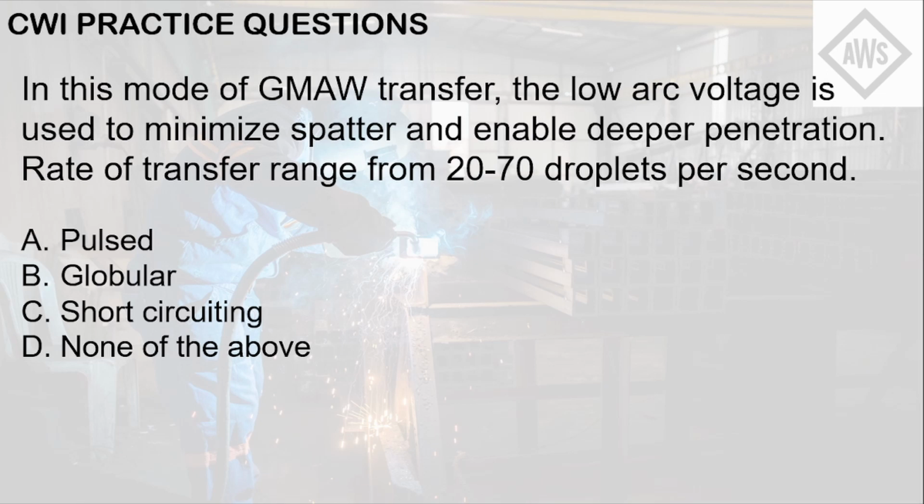So the answer here is fairly obvious as well because of the keyword here, droplets. The rate of transfer ranges from 20 to 70 droplets per second, and it enables deeper penetration. So letter A, pulsed, and C, short circuiting, operate at a lower heat and current setting, so they will not be able to provide deeper penetration of the weld. So the answer here is globular transfer, because of the amount of globules that will be produced to the weld pool, so it will enable deeper penetration.